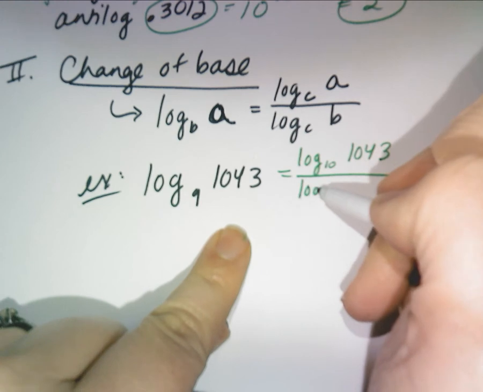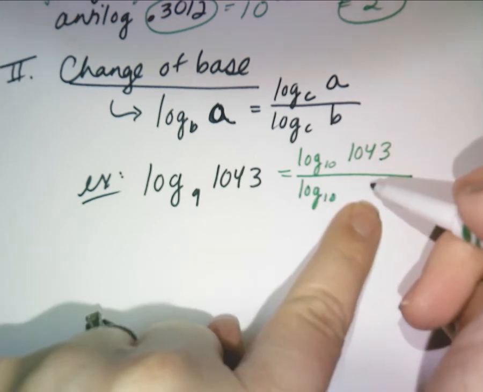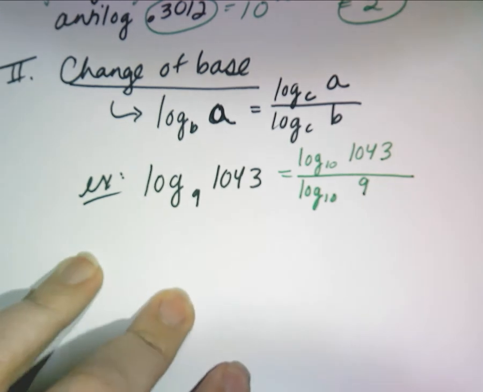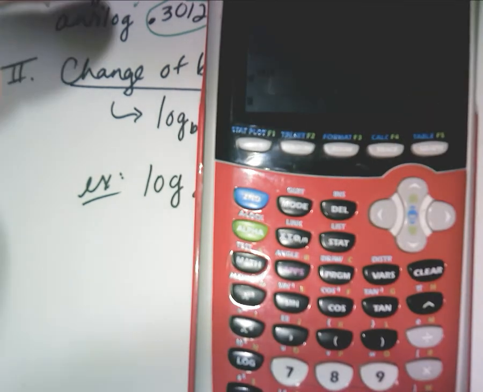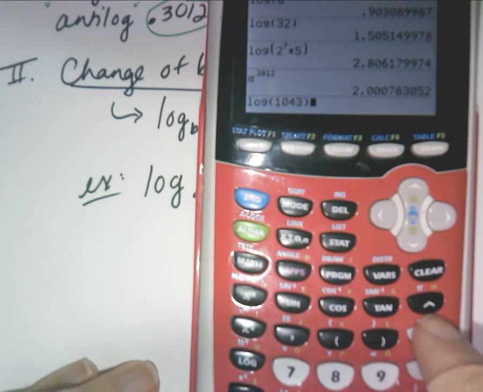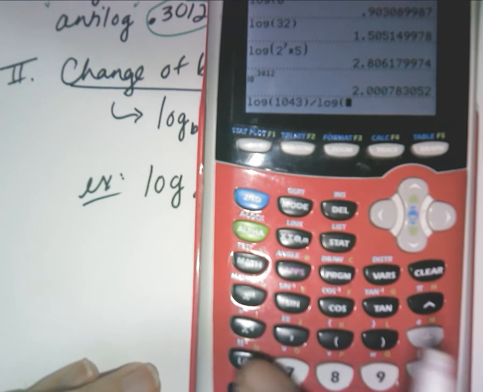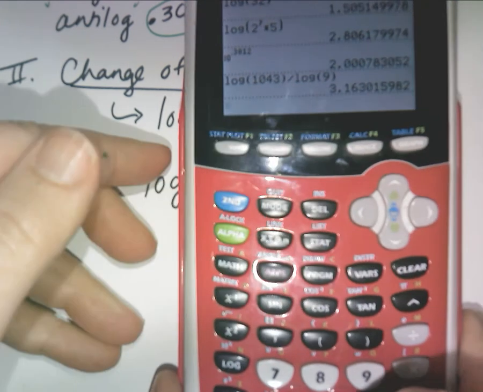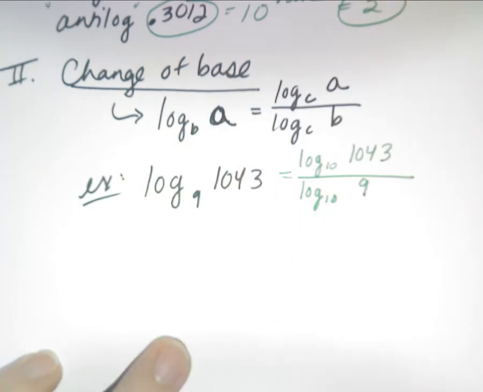divided by log base 10 of what? What do you think? The smaller number. Of the smaller number 9. And so you would type into your calculator, log of 1043 divided by log of 9. And again, it's already understood as log base 10. And I get 3.16.